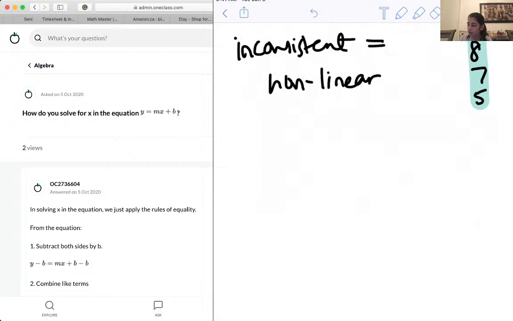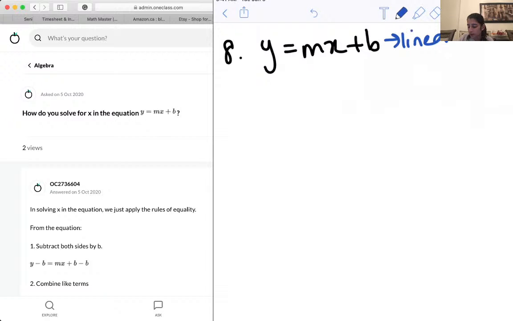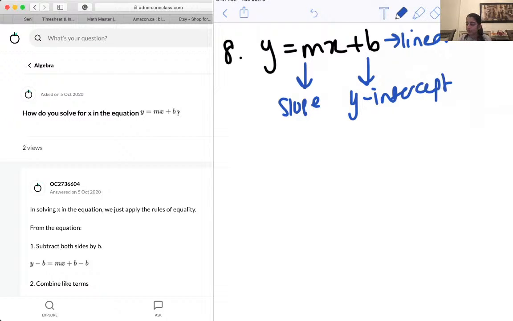This is kind of like the one that we did earlier, but this is solving for another variable. So, how do you solve for x in the equation y is equal to mx plus b? Again, this is a linear equation. And our m is our slope, and our b is our y-intercept. And our x and y are our coordinates.